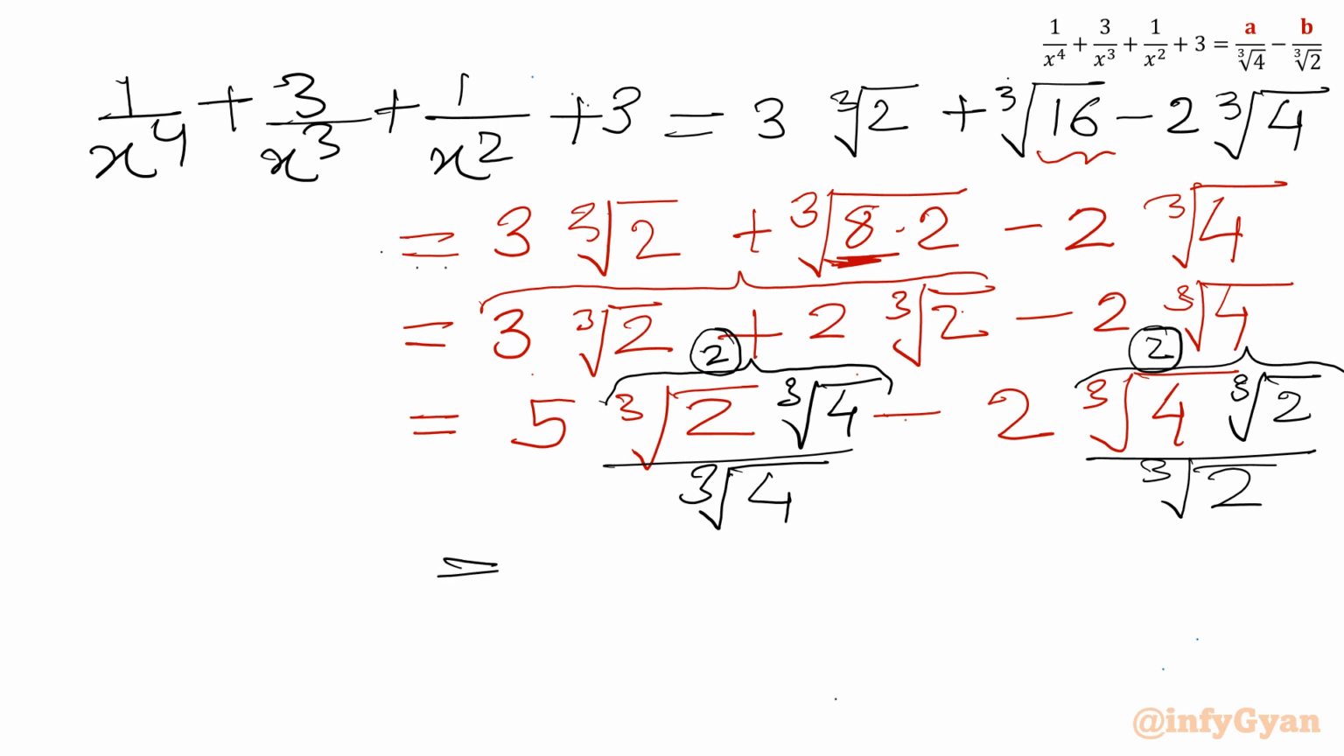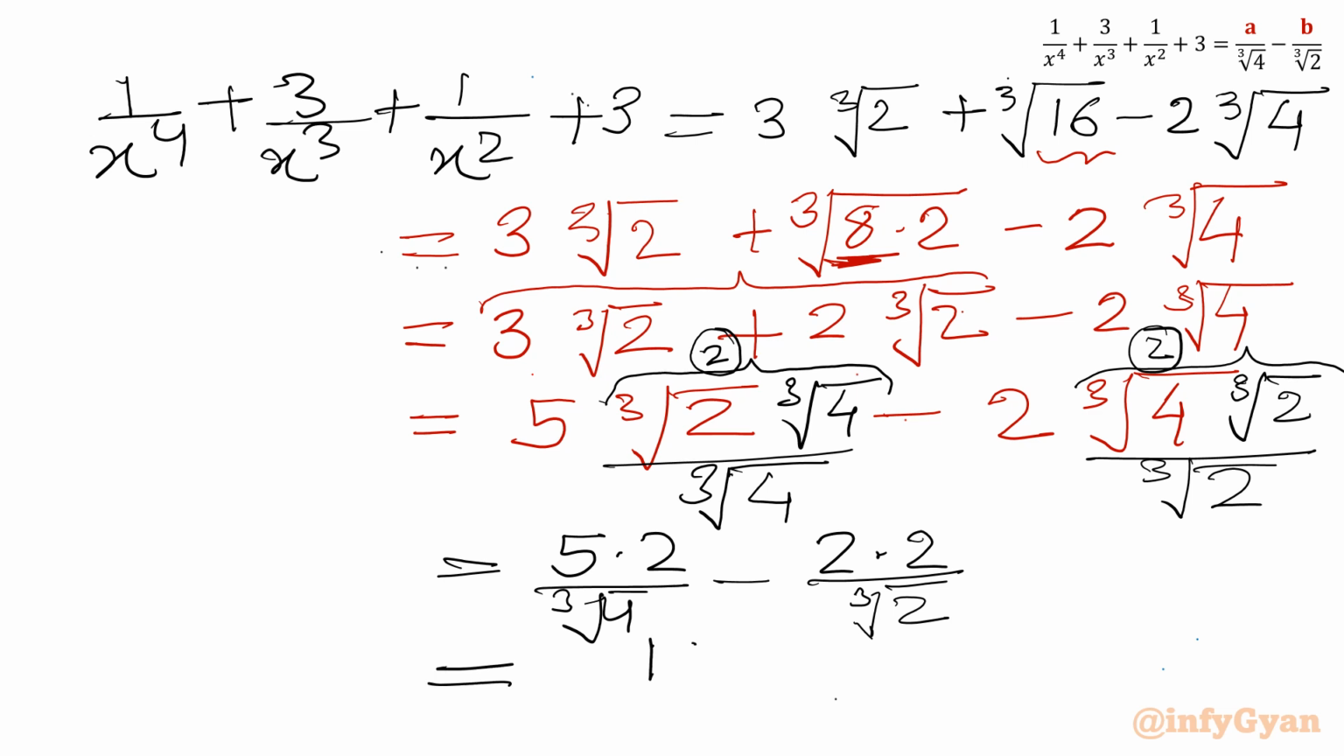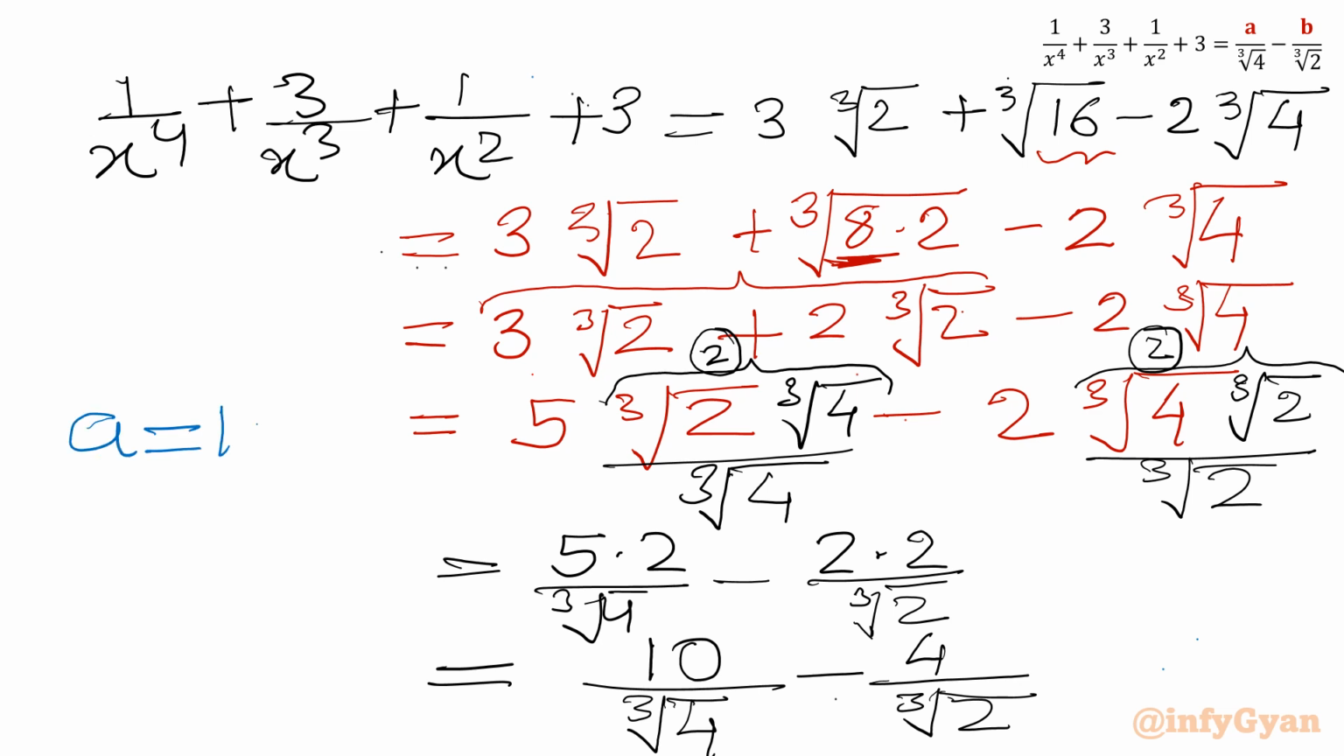So we can write 5 times 2 over cube root 4 minus 2 times 2 over cube root 2. So I can write finally 10 over cube root 4 minus 4 over cube root 2. So I can write my final answer. A will be equal to 10 and B will be equal to 4.